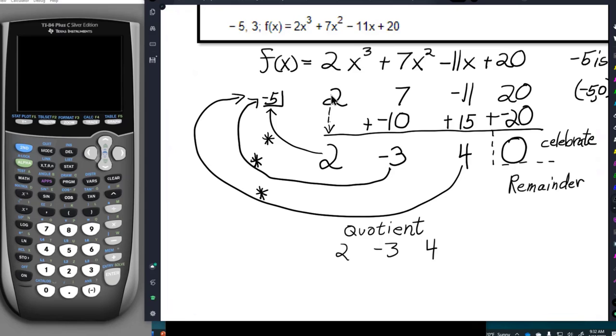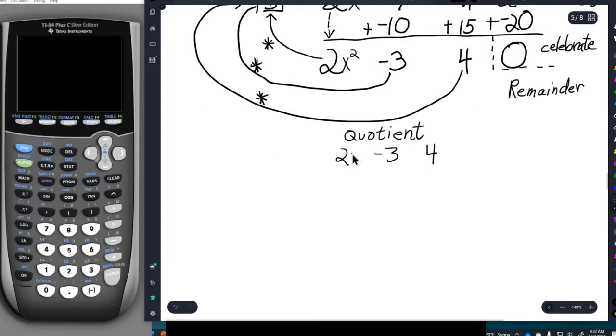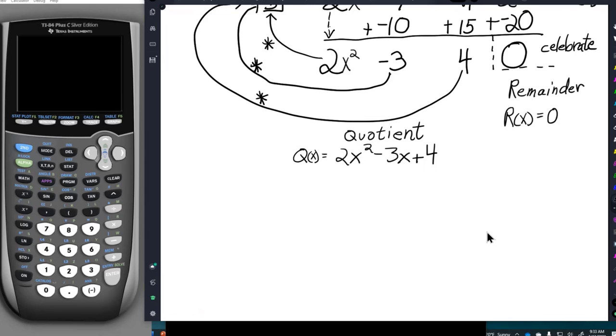And we started out with 2 being the coefficient of x to the third. After you do a synthetic division, this 2 is now the coefficient of one power lower, x squared. So your quotient is 2x squared, and then you go downhill with the degree of every term. Minus 3x, 4 is positive, so plus 4. That's your quotient. Often that's called Q of x. And often the remainder is called R of x. It depends on who writes the homework problem.